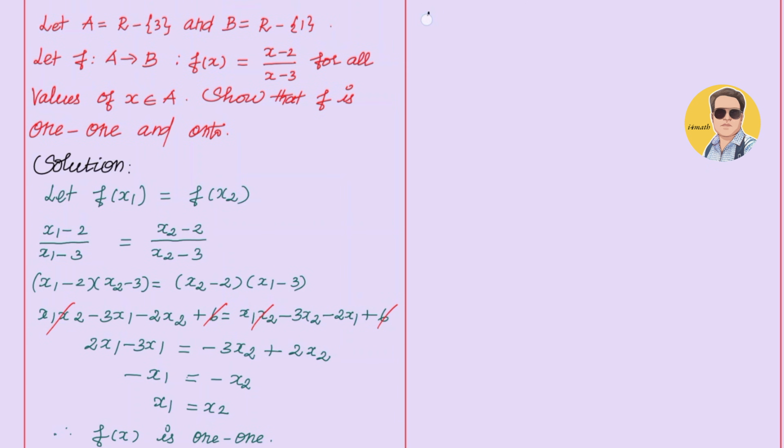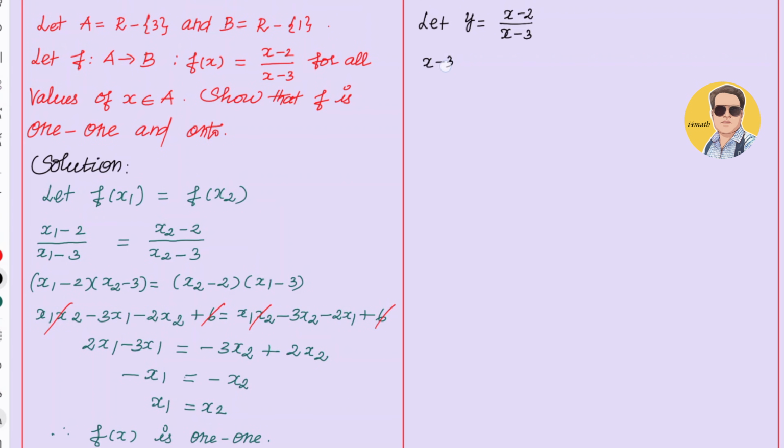So what is given in the question? f of x equal to x minus 2 divided by x minus 3. But what is the meaning of f of x? That is y. So y equal to x minus 2 by x minus 3. Now do the cross multiplication. y into x minus 3 which is equal to x minus 2 into 1. So xy minus 3y which is equal to x minus 2.